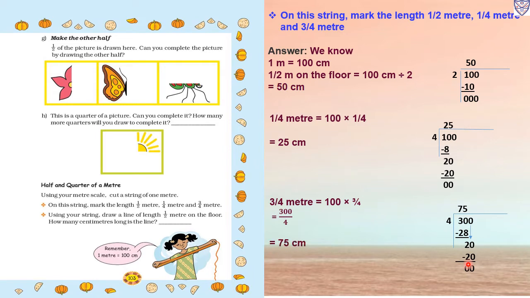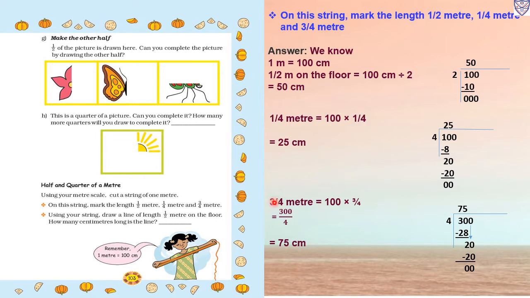So how many centimeters? 3/4 of a meter means 75 centimeters. See, again we will see 1 meter equals 100 centimeters, and the string was 1 meter, which means 100 centimeters. First we have to mark half a meter of the string. That is 100 divided by 2, which means 50 centimeters. Then we have to mark 1/4 meter of the string. So 100 divided by 4, we will get 25 centimeters.